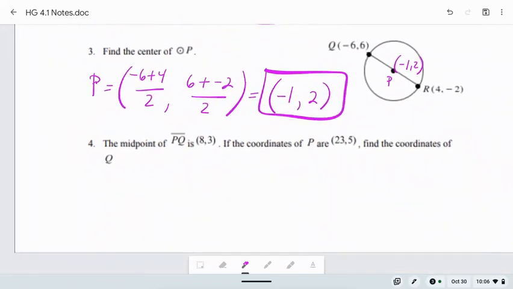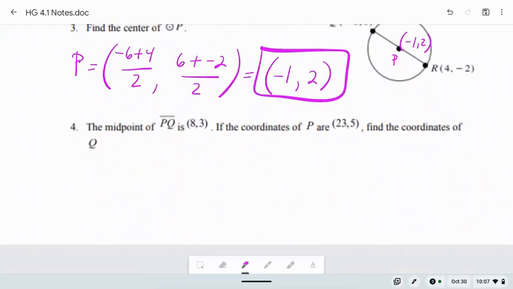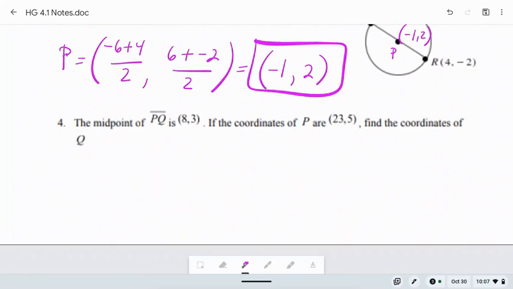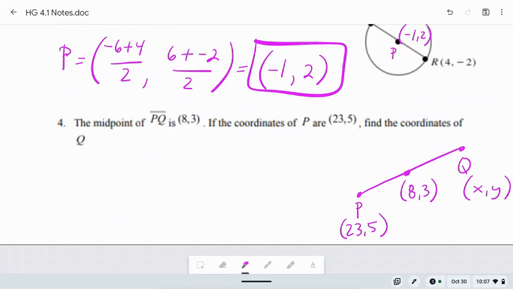Now, this last example is the most challenging example involving the midpoint formula because it says the midpoint of segment PQ is at 8, 3. If the coordinates of P are at 23, 5, find the coordinates of Q. So this time, they're giving us the midpoint of the segment. So we have segment PQ, and we already know where the midpoint is at. It's at 8, 3. And then point P is at 23, 5. And we're looking for the coordinates of point Q. So let's just call that coordinate x, y, since that's the one we don't know how to find.